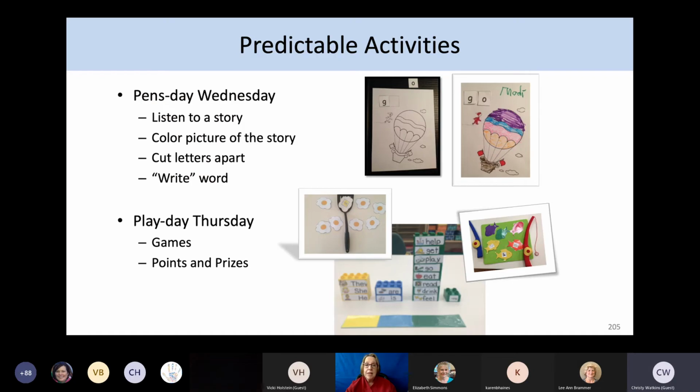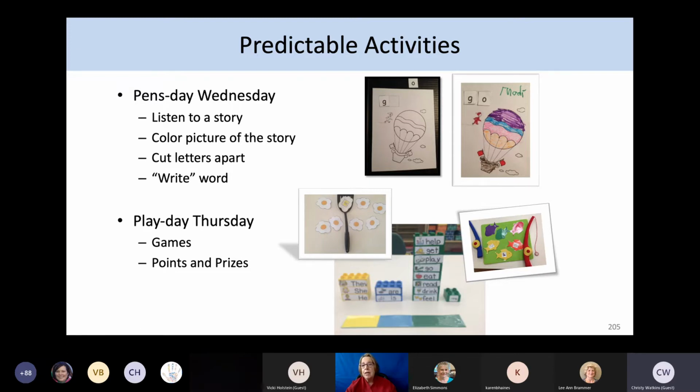Okay, then on Pen's Day Wednesday is all about writing and listening to a story. So they listen to the story, The Places We Will Go.